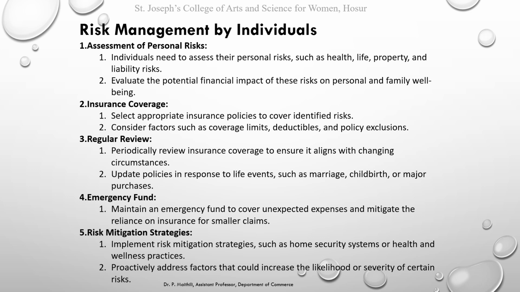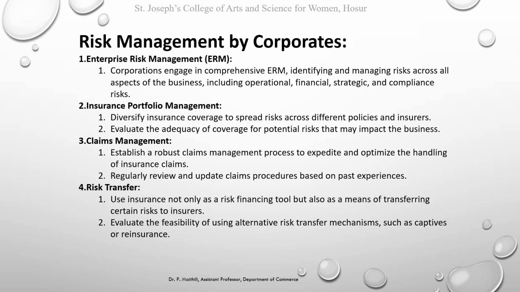Emergency fund. Maintain an emergency fund to cover unexpected expenses and reduce reliance on insurance for smaller claims. Next one, risk mitigation strategies. Implement risk mitigation strategies such as a home security system or health and wellness practices. Proactively address factors that could increase the likelihood or severity of certain risks.